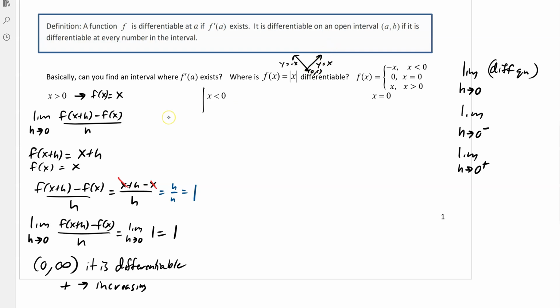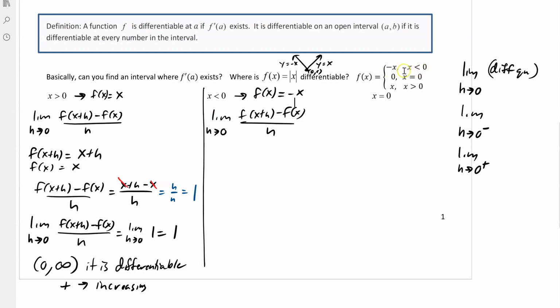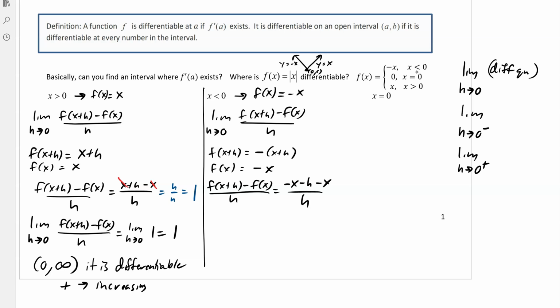So now let's look at it for less than 0. So the limit as h approaches 0 of f of x plus h minus f of x all over h. And again, our f of x here would be negative x because we are less than 0. So our f of x plus h is equal to negative x plus h, and our f of x is equal to negative x. So now if we find our difference quotient, those cancel, and we end up with negative x minus h minus x all over h. The x's cancel, and we end up with negative h over h, which is negative 1.